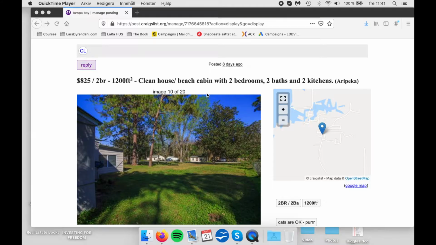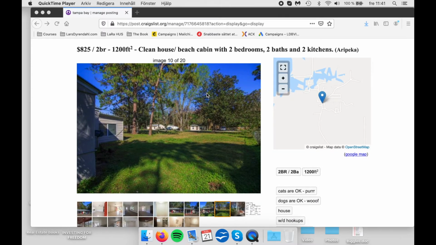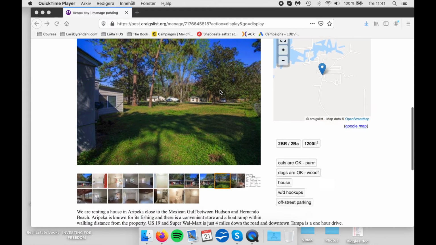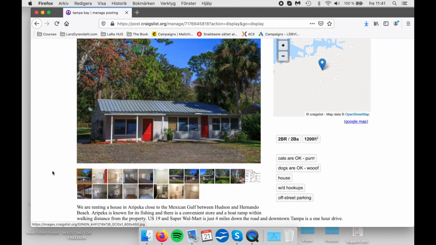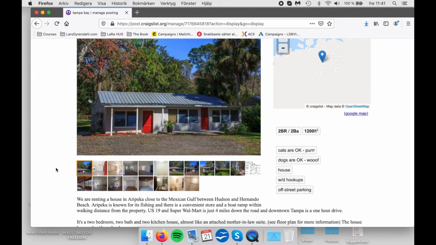So that's about that. Next step then, so we advertise, and our advertisement might look a little bit like this. It says $825 a month for a 2-bedroom, 1,200 square foot house. Clean house, beach cabin with 2 bedrooms, 2 baths, 2 kitchens. This house is actually a little bit different. It used to be a duplex, but it wasn't permitted, so we opened it up to one big house again and rent the whole house.